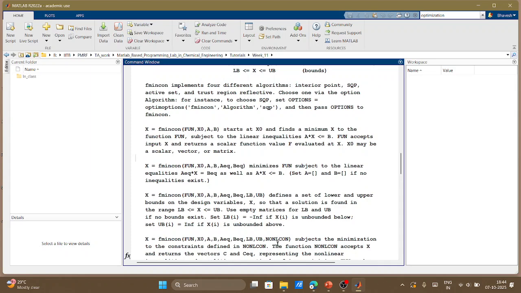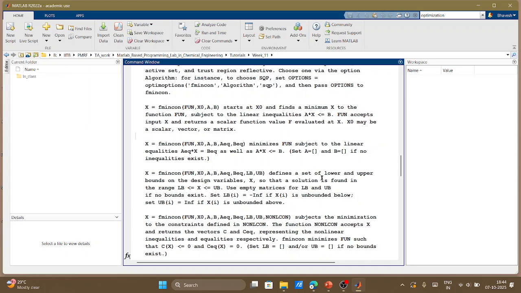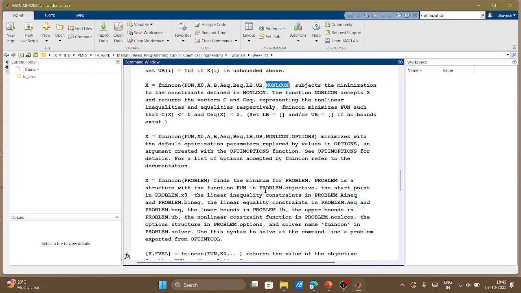Let's say you have a non-linear constraint also present. In that case you have to write x0, A, b, Aeq, beq, lower bound, upper bound, then the nonlinear constraint function. So the nonlinear constraints you have to add in the form of a function.